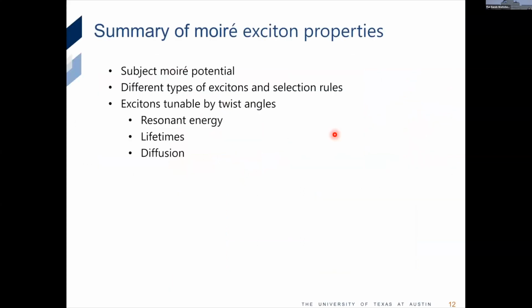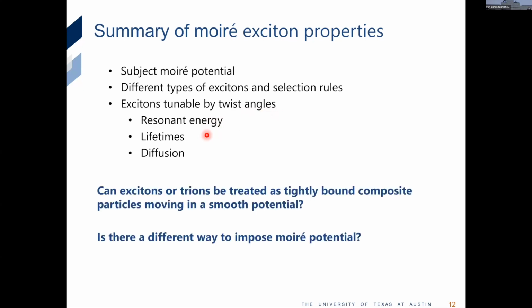So this, I used maybe 5 minutes, to summarize our early understanding of moiré excitons. They're of course subject to the periodic moiré potential. There are different types of excitons that follow complicated selection rules, and these excitons are tunable by twist angle, in many different properties: resonant energy, lifetime, and diffusion behavior. But we start to ask more sophisticated questions as we start to dope these systems, and can the excitons or the trions be treated as a tightly bound composite particle moving in the smooth potential.